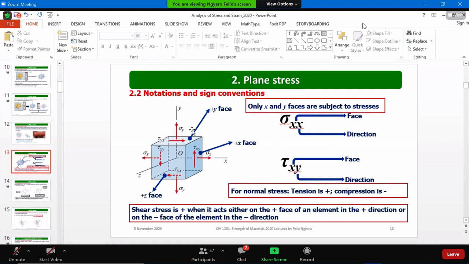Another thing you need to note is the direction, because you can have a positive direction and a negative direction. So you have to note the sign convention for direction, especially for shear stress. For normal stress, the sign convention is simple: tension is positive, compression is negative, like before. But shear stress we shall take to be positive when it acts on the positive face.